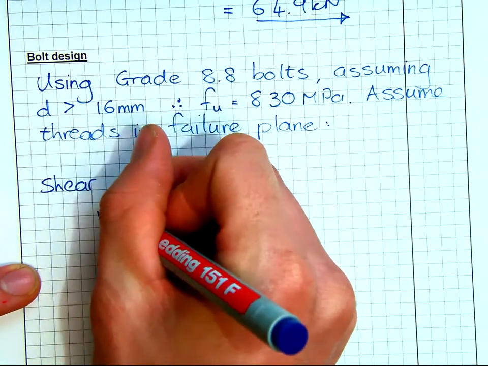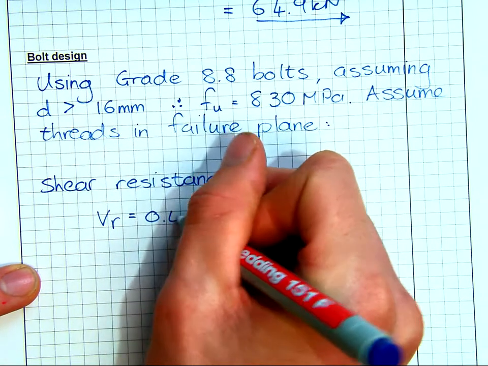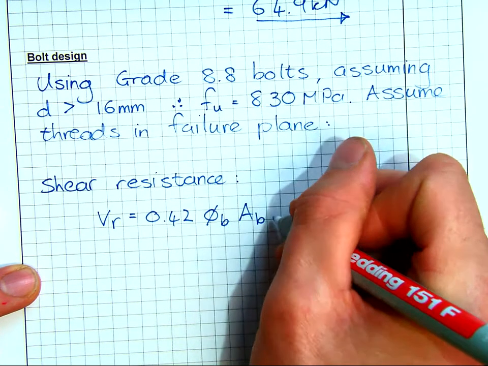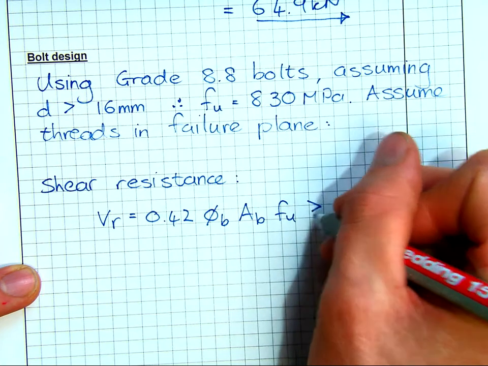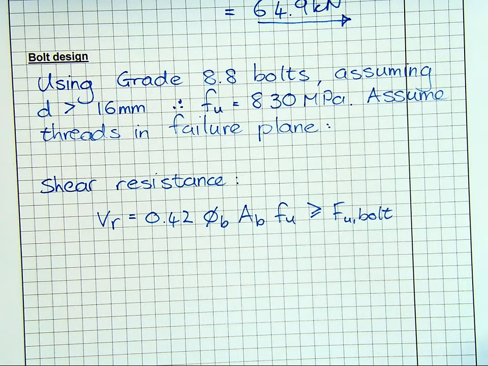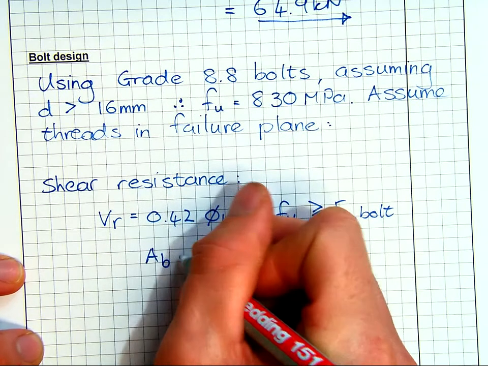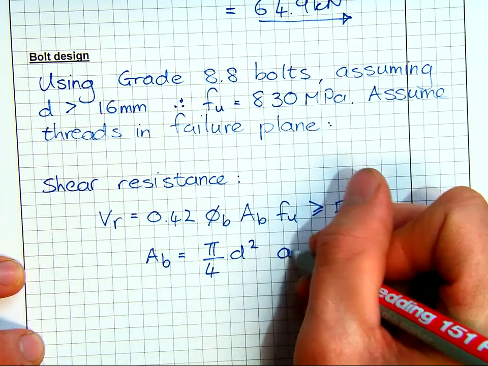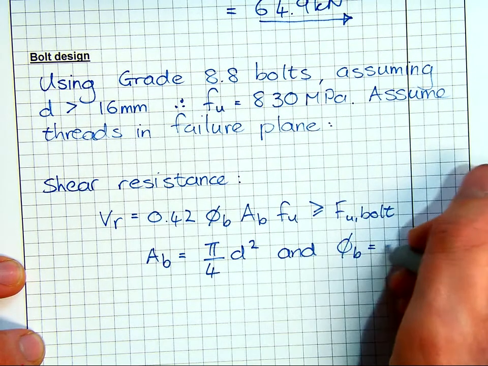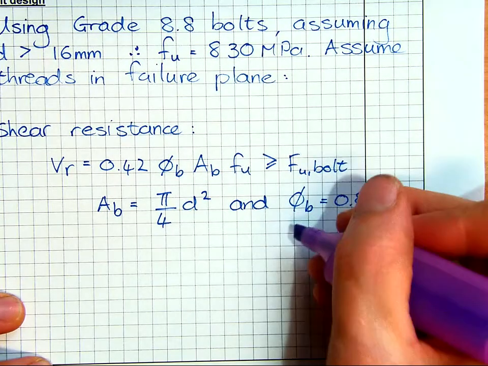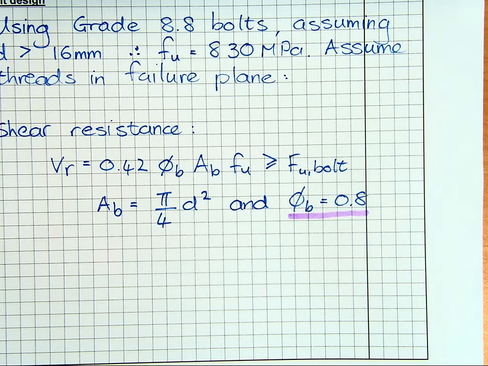So we've got our shear resistance is equal to 0.42 times our partial factor, area of bolt, ultimate stress, and this must be greater than the force per bolt. And by using the area of bolt is pi over 4 d squared, and phi b is 0.8. Now just be careful with this phi b factor. You'll see in different places it has different values, so just be very careful you do use the correct value depending on what you are designing.